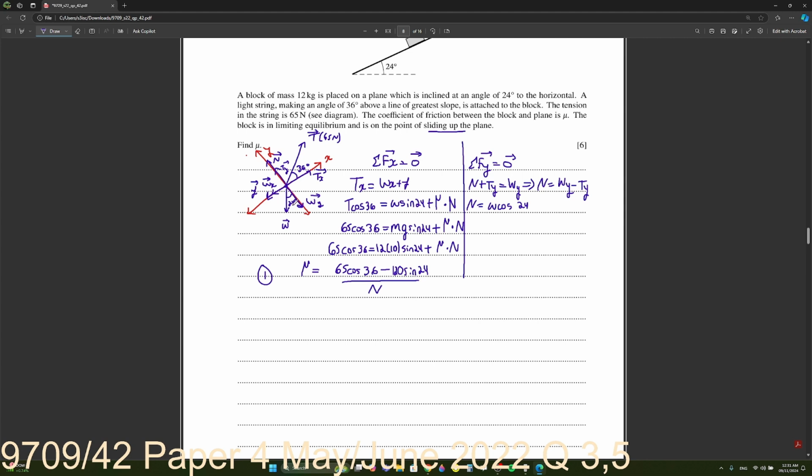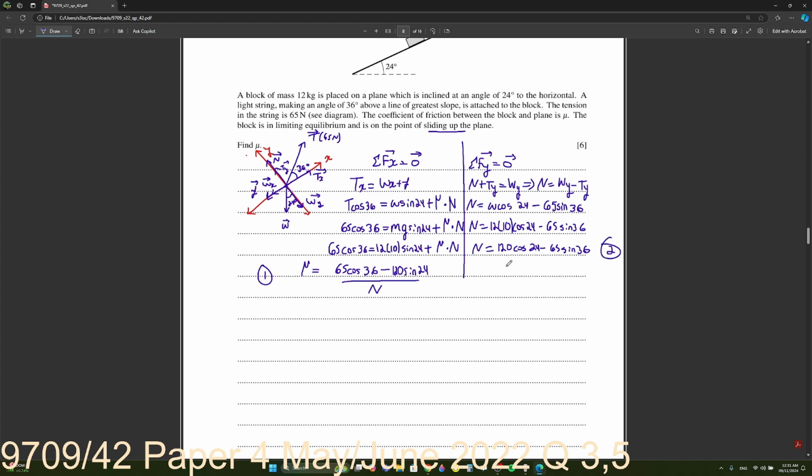Why cosine? Again, because angles with the vertical. So my y component would be cosine minus Ty. Ty would be 65, this time sine, because my angle for T is with the horizontal instead of the vertical. So for the y component, I'll be multiplying by sine. Sine how much? 36. So N is equal to W, which we found is mg, so 12 times 10 cosine 24 minus 65 sine 36. So N is equal to 120 cosine 24 minus 65 sine 36. This is my second equation.